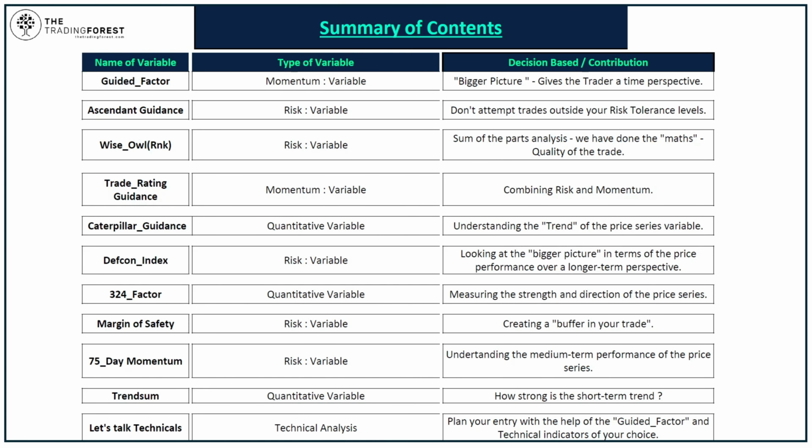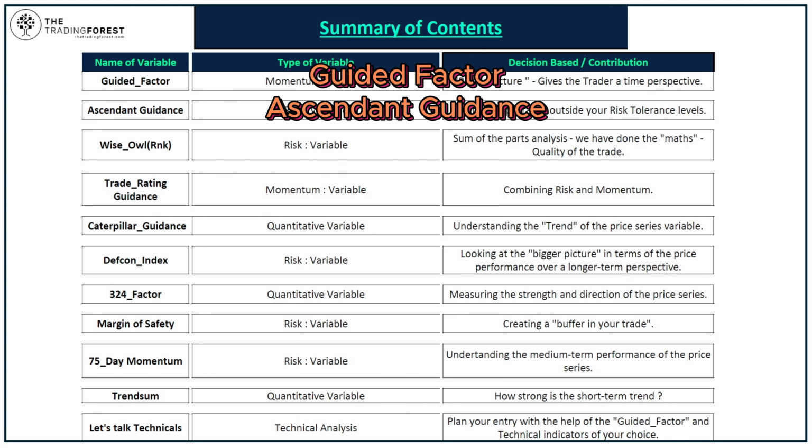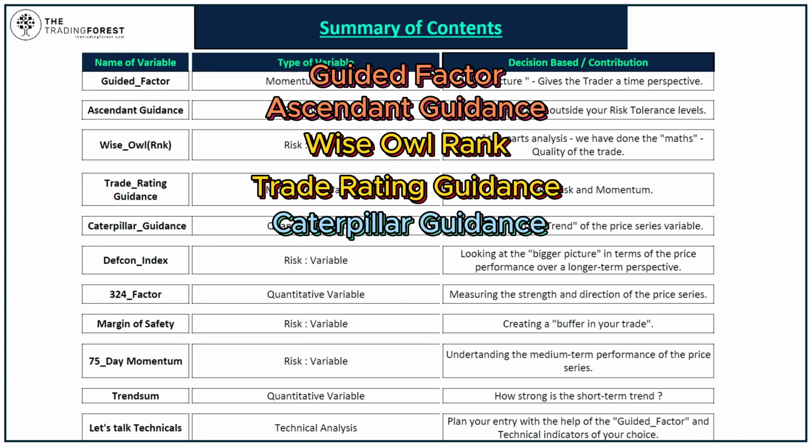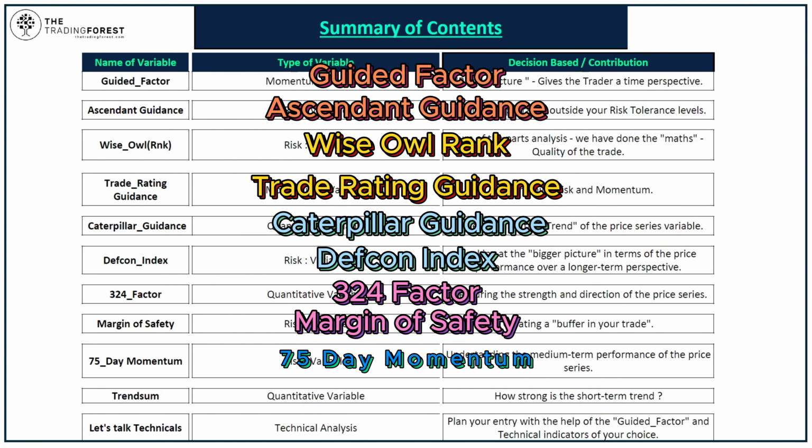See our summary of contents table of our key variables. Take your time to study them and get a proper understanding of when they are relevant in your trading decisions. Get accustomed to our proprietary names such as the Guided Factor, Ascendant Guidance, Wise Owl Rank, Trade Rating Guidance, Caterpillar Guidance, DEFCON Index, 324 Factor, Margin of Safety, 75-Day Momentum, and the Trend Sum.